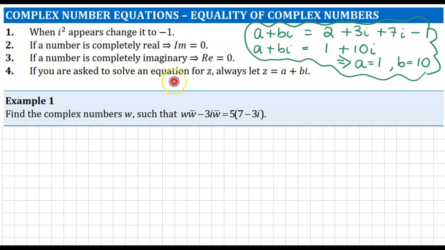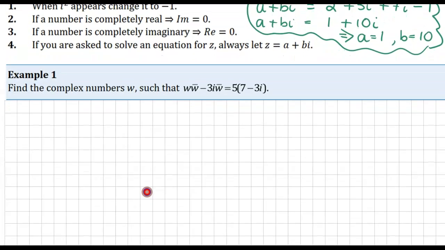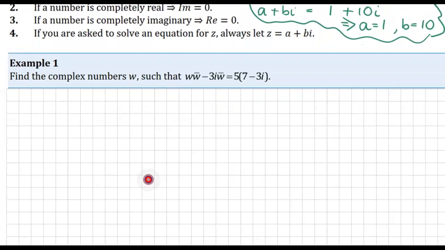Now, if you're asked to solve an equation for z, or w or some other letter: when they're complex numbers, we tend to use letters at the end of the alphabet, like z and w. When they're real numbers, we tend to use x and y. Right, so if we follow through with this example, it says find the complex numbers w such that w times w bar, or the complex conjugate, minus 3i times w bar, or conjugate, is equal to 5 times this. Okay, so let's have a look at what we do here.